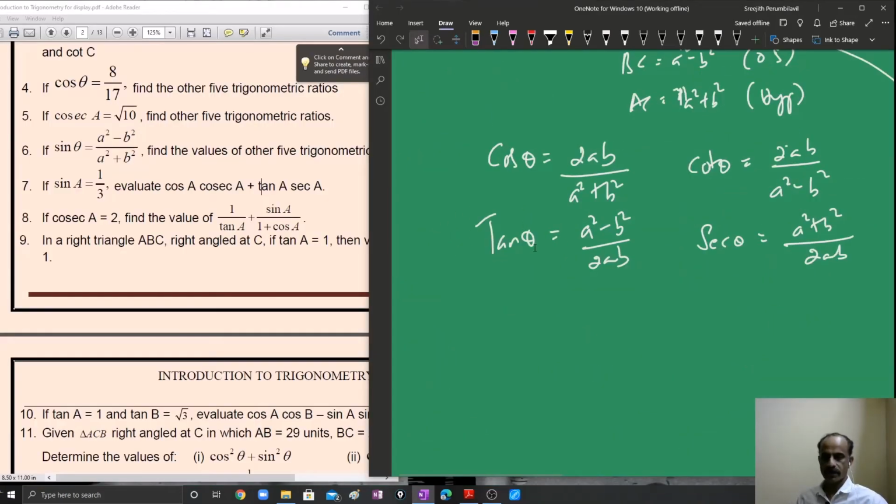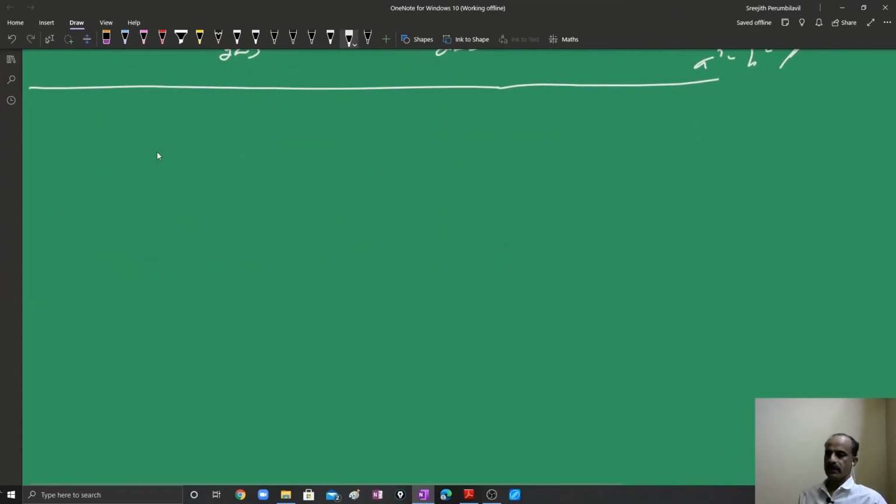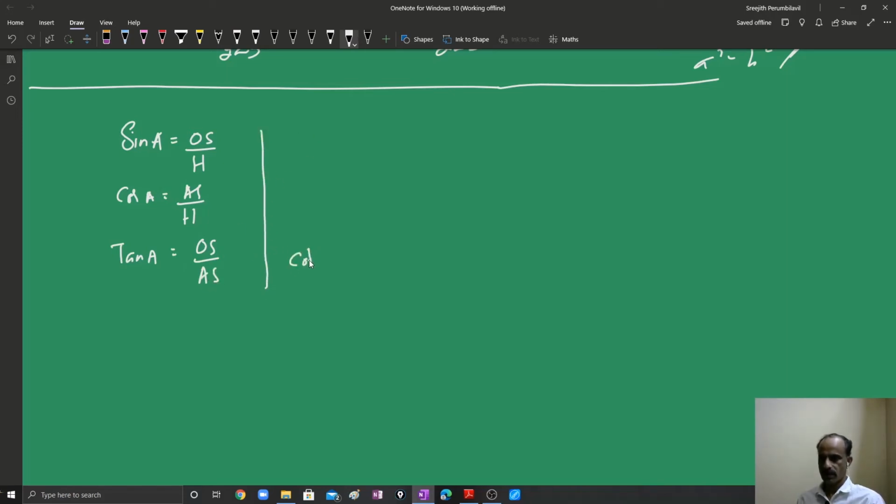Okay, before going to the next question, I will just refresh something, and I will put up one or two results again. We know that sine of A, this is what we have learned, is opposite side by hypotenuse. Cos A is adjacent side by hypotenuse. Tan A is opposite side by adjacent side. Now they are reciprocals, 1 by 1. Cot A is equal to adjacent side by opposite side.